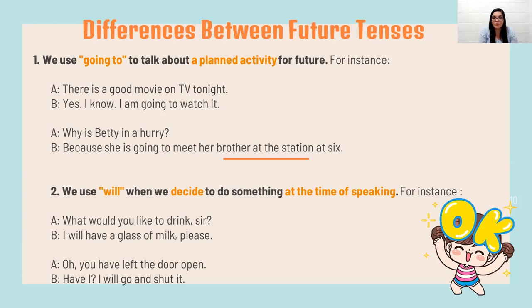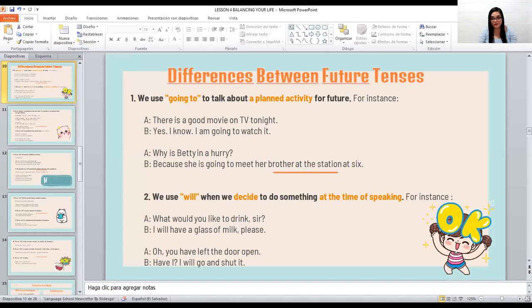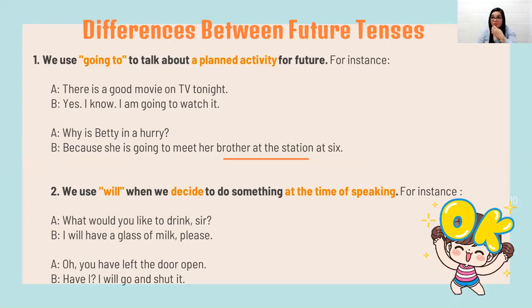Second use, "will." We use "will" when we decide to do something at the time of speaking. For instance, so as I was saying, you'll have here the expressions or the examples. We use "will" when we decide to do something at the time of speaking. That's the second use. For example: "What would you like to drink, sir?" In a restaurant, for example. "I will have a glass of milk, please." You have made a very quick decision. Second example: "Oh, you have left the door open." "Have I? I will go and shut it." So you have made a very spontaneous decision based on what you have just done. And these spontaneous decisions are expressed using "will."